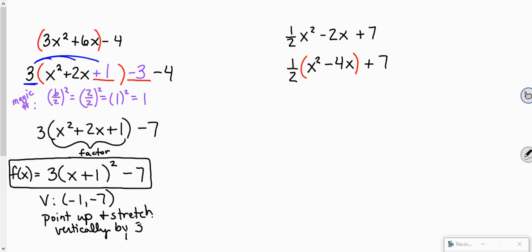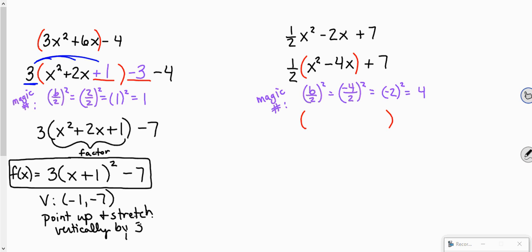Now, this is where I have to find my magic number. Magic number, again, is b over 2 squared. So that is -4/2 squared, which is -2 squared, or +4. Now, I need to rewrite it.